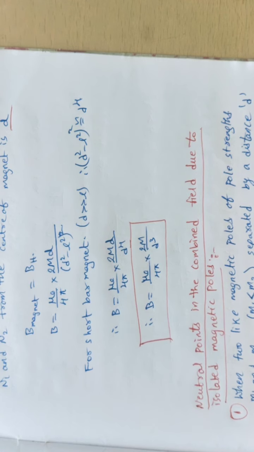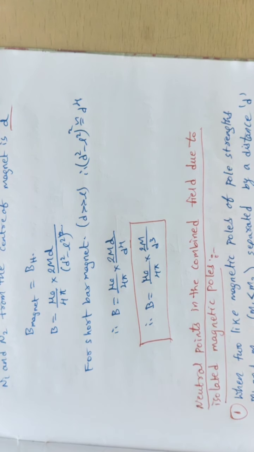This is the axial line, so the axial line condition we know very well. Magnetic induction on the axial line is B equal to mu naught by 4 pi into 2md divided by (d square minus L square) whole square, which is the general condition. For a short magnet, we know d is greater than L, therefore (d square minus L square) whole square is approximately d power 4. On simplification, B is equal to mu naught by 4 pi into 2md divided by d power 4, therefore B is equal to mu naught by 4 pi into 2m divided by d cube. Like this we can get one relation.